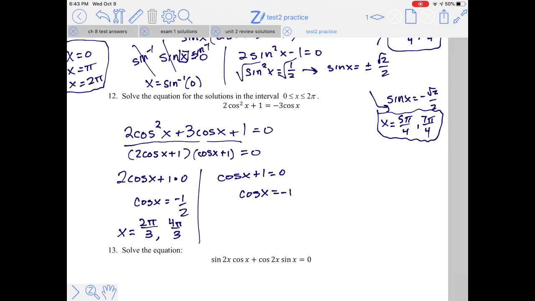Where do we have an x value of negative 1? Just one spot on the inner circle. And that's x equals pi.